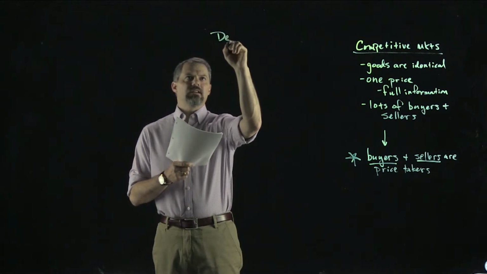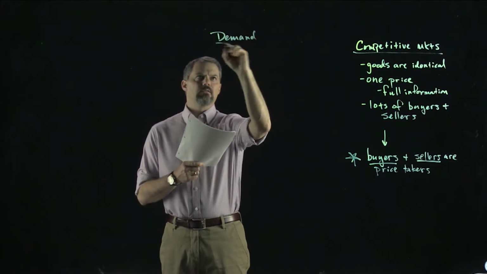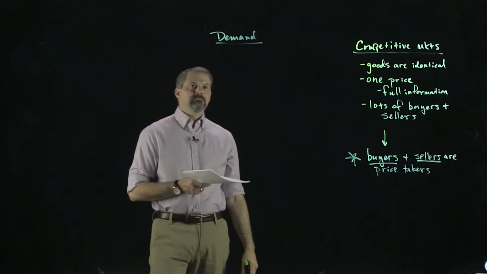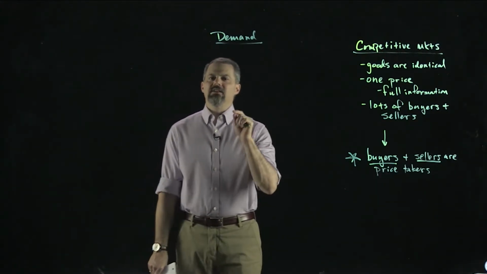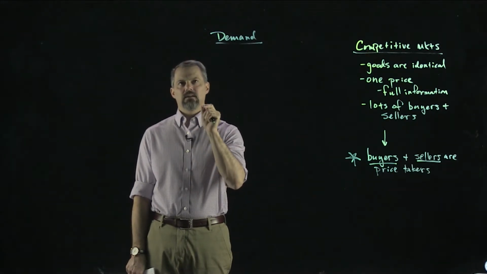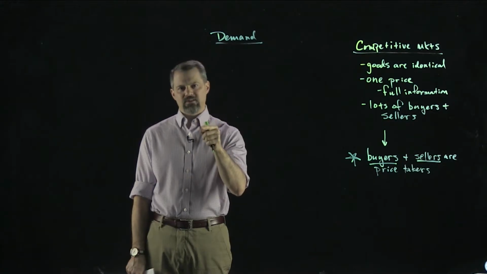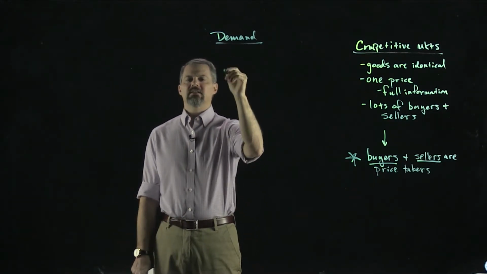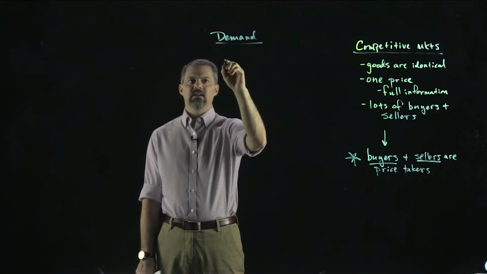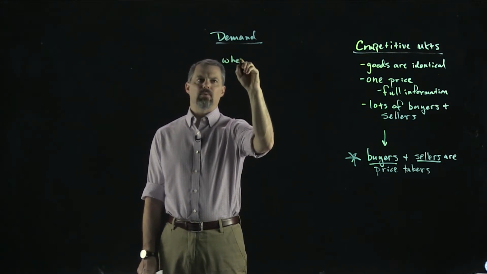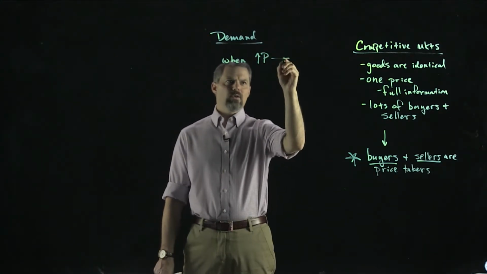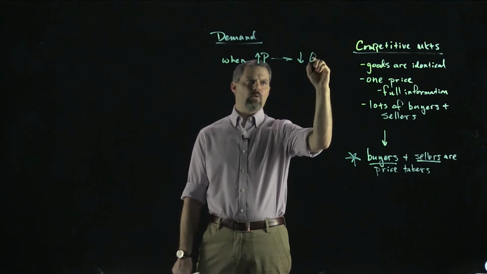Let's think about focusing on demand first. So let's start by thinking about a review of how the theory of demand works. We know that the number of units that you want to buy is determined in part by the price of the units. So we know that there's an inverse relationship between price and quantity demanded. So when we have an increase in price, when we have price going up, then that will lead to a decrease in quantity demanded.